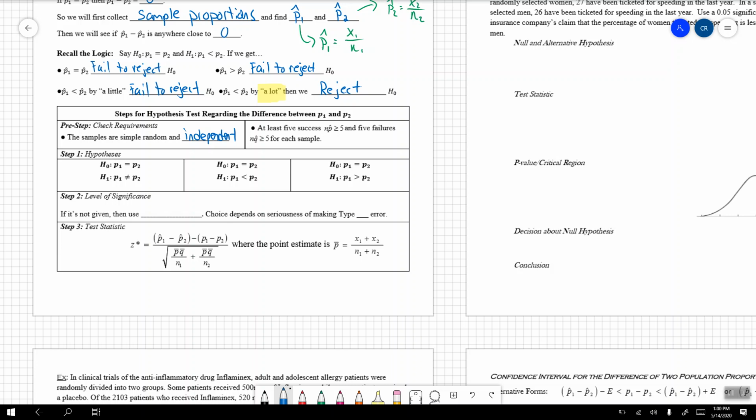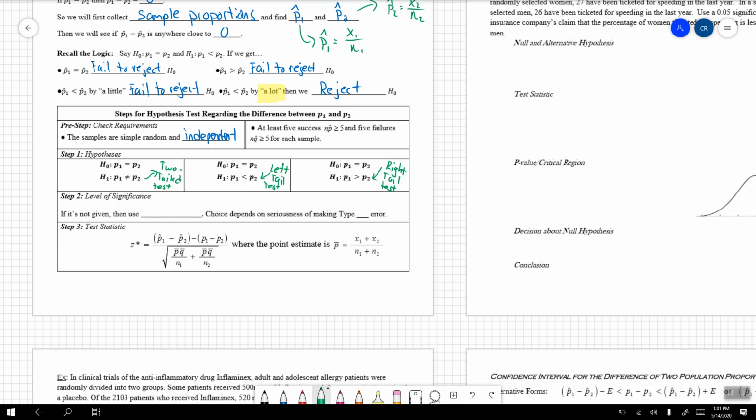Now, the types of tests that we look at. The first type of test, well, since the alternative hypothesis is not equal to, this is actually going to provide us a two-tailed test. Now, if our alternative hypothesis is P1 less than P2, then this is going to be a left tail test. And if P1 is greater than P2, this is going to be a right tail test. And we must always identify first what type of test we have.